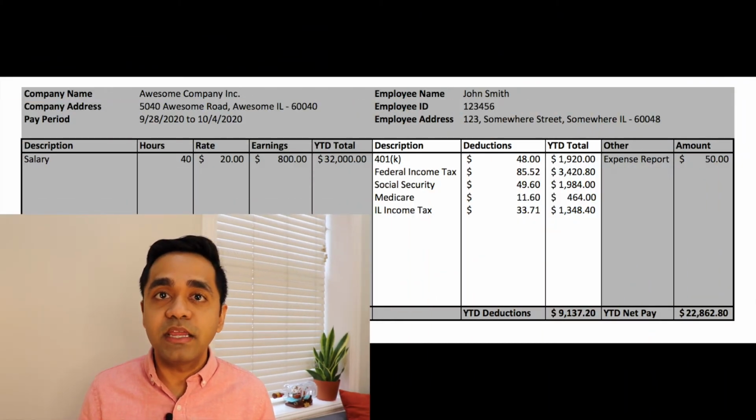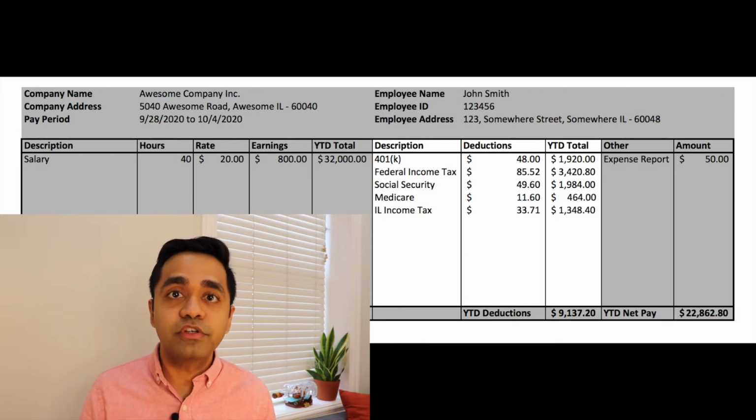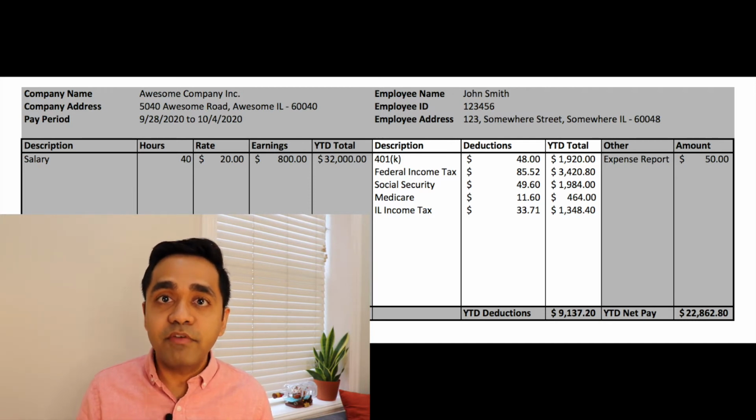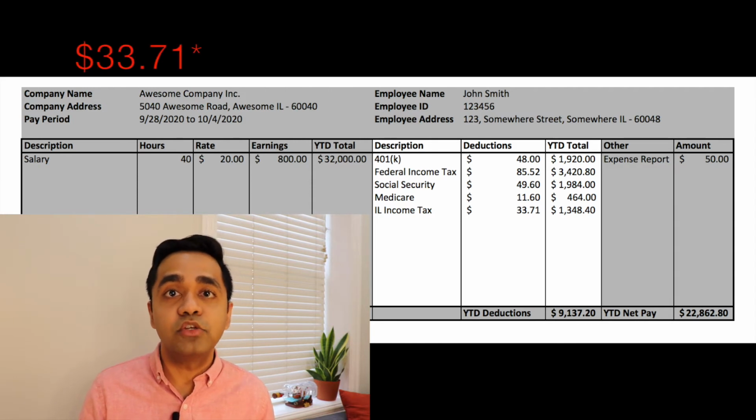This is in fact a huge benefit of participating in a 401k plan. Not only are you saving for retirement, you also don't have to pay any taxes on the contributions you make up to a certain limit for every year. For the year 2021, this limit is set by the IRS at $19,500. Now, moving to the next line, John pays federal income tax of $85.52, Social Security tax of $49.60, Medicare tax of $11.60, and Illinois state income tax of $33.21.